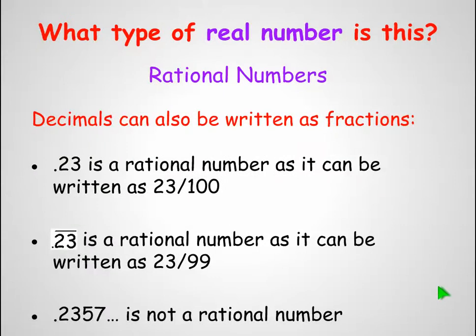Decimals can also be written as fractions. 0.23, if you remember, is 23/100ths, our quotient of integers. 0.23 repeating is also a rational number. 0.23, 23, 23, on and on and on, where that pattern repeats, can be written as 23/99ths. We'll learn how to do that later on. 0.2357 dot, dot, dot, is not a rational number. It does not repeat. We can't write it here like we did this. It's not a rational number.